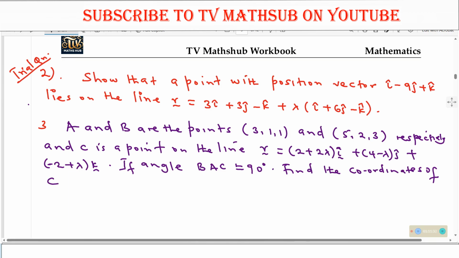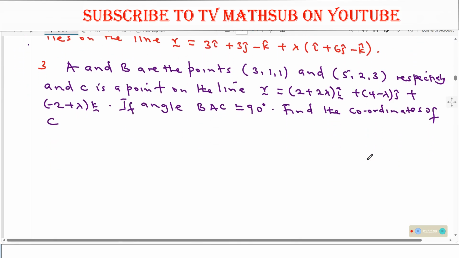So we are having that question there. A and B are the points (3, 1, 1) and (5, 2, 3). And C is a point on the line which is given here: (2 plus 2 lambda)i, (4 minus lambda)j, (negative 2 plus lambda)k. Then we are given that the angle BAC is 90 degrees. We need to find the coordinates of C. So let us look at the solution.